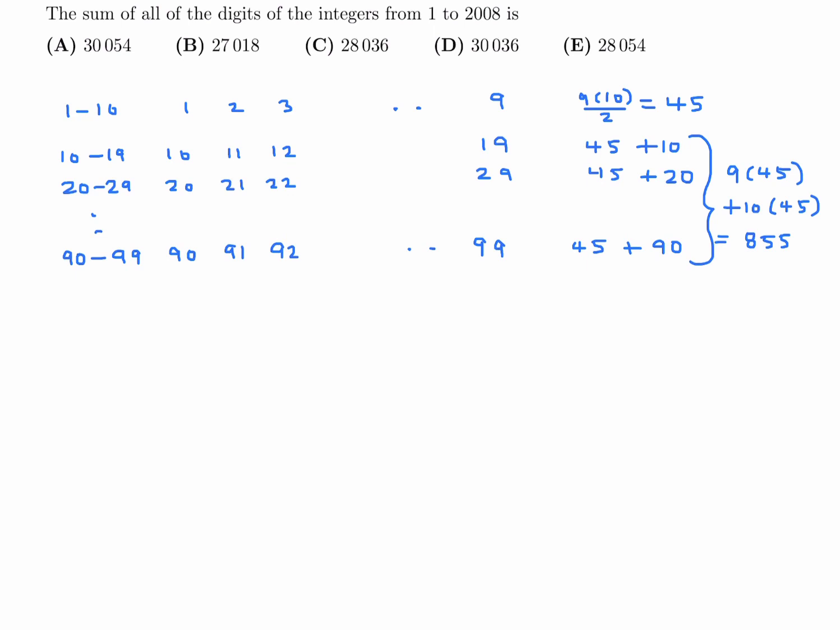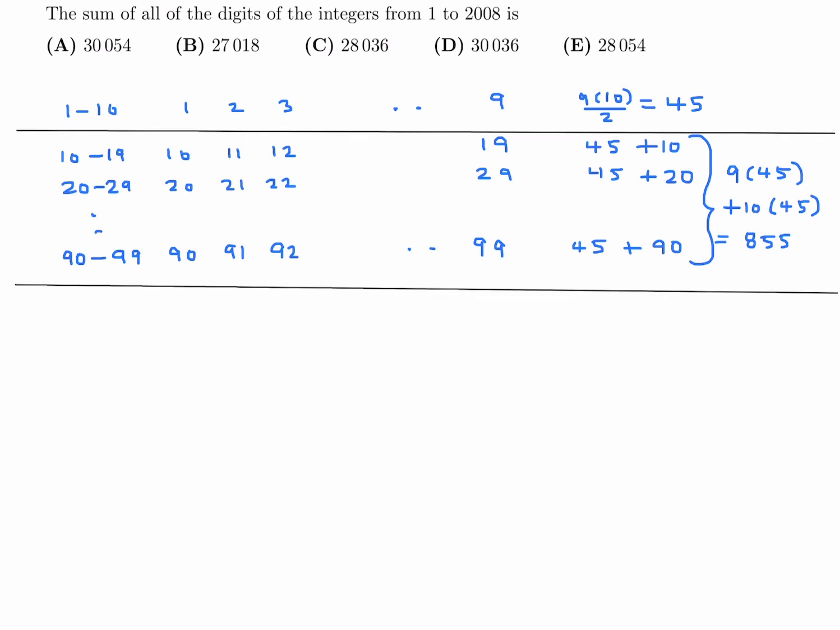Now we get to the next part, which is going to be hundreds. So let's look at 100 to 109. So we have 100, 101, 102, all the way until 109. And if you're adding up the digits, the units digits will give you 45, the tens digits give you nothing, and the hundreds digits are all ones, and there's 10 of those, so you get 10.